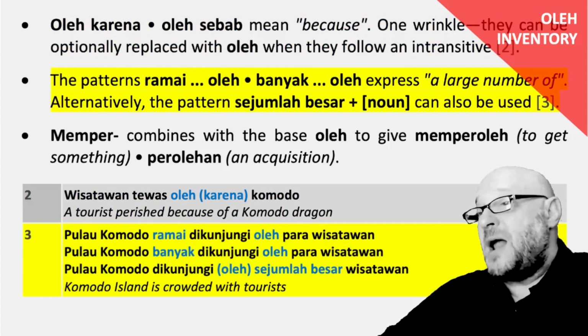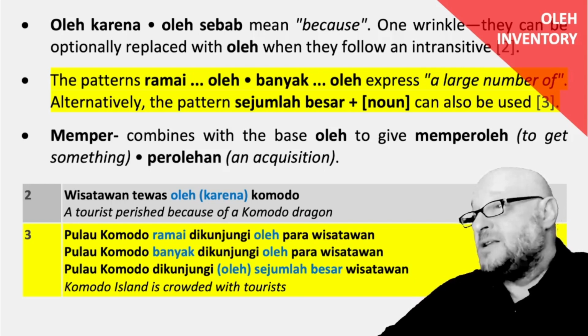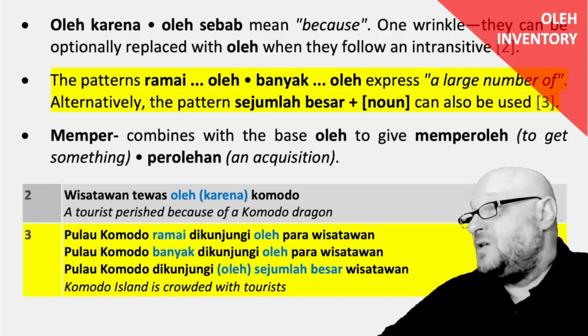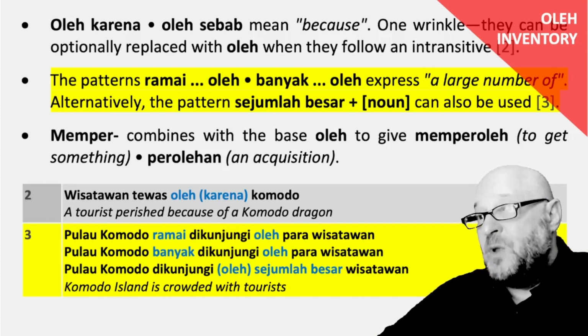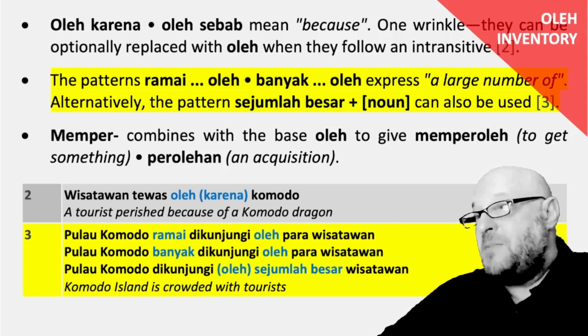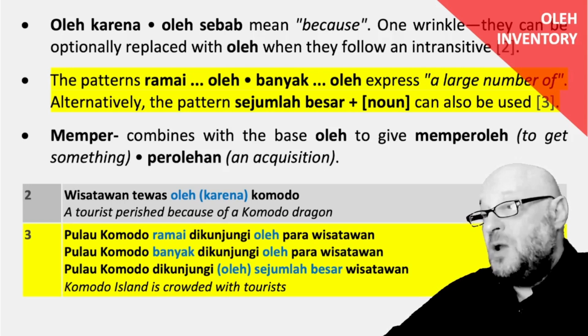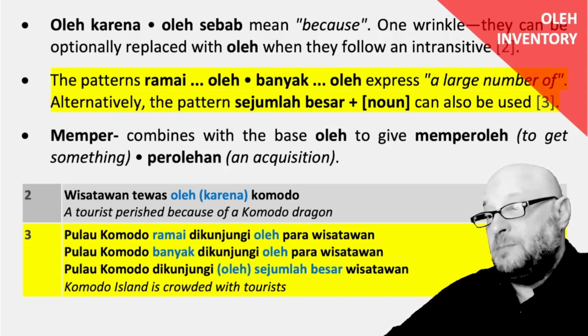The patterns ramai oleh, banyak oleh express a large number of. Alternatively, the pattern sejumlah besar plus noun can also be used. Example 3, Pulau Komodo ramai dikunjungi oleh para wisatawan. Komodo Island is crowded with tourists. Can also be expressed as Pulau Komodo banyak dikunjungi oleh para wisatawan, or Pulau Komodo dikunjungi oleh sejumlah besar wisatawan.